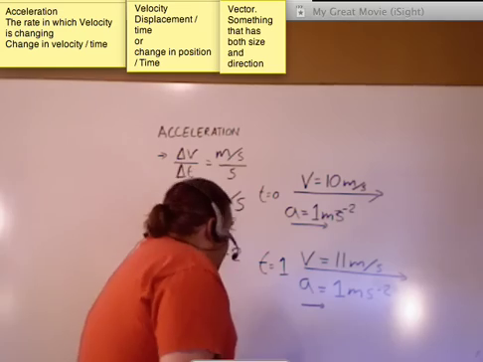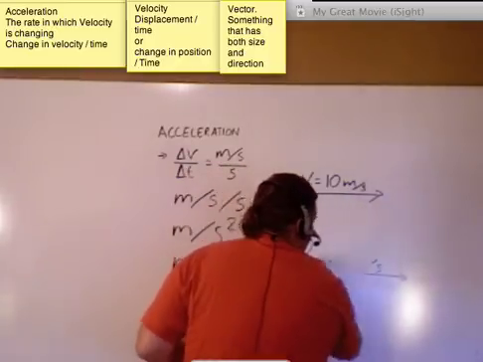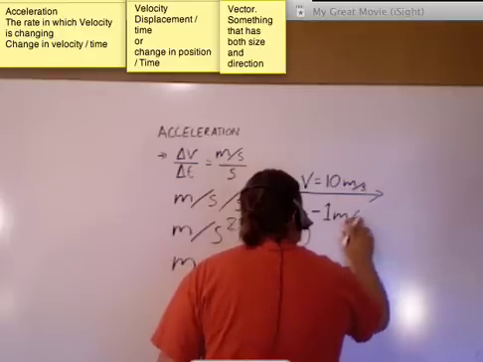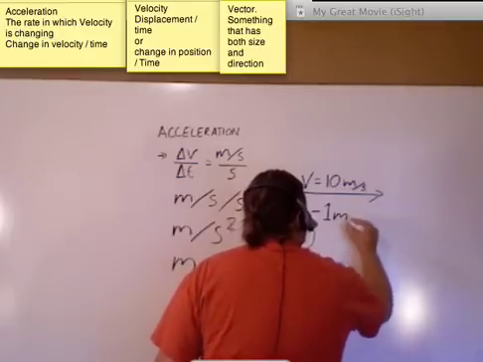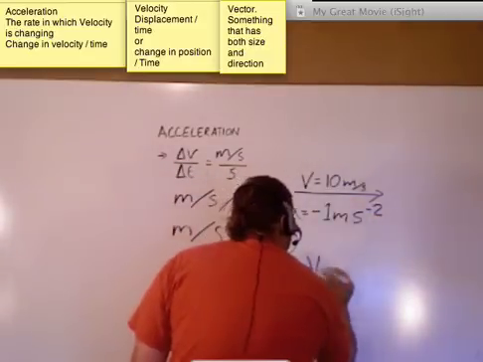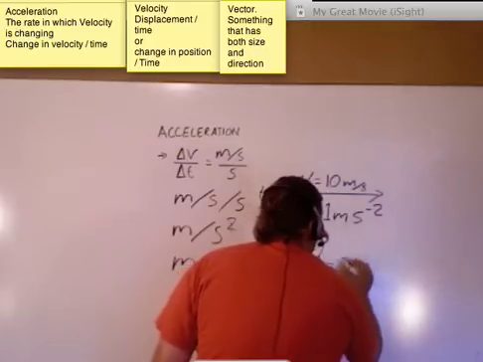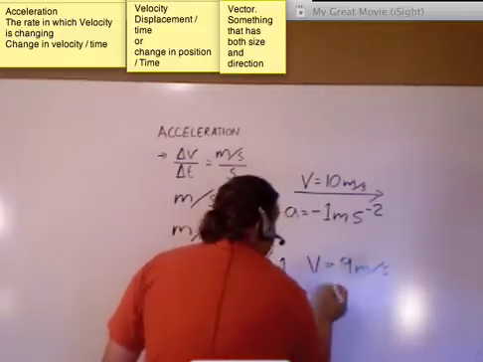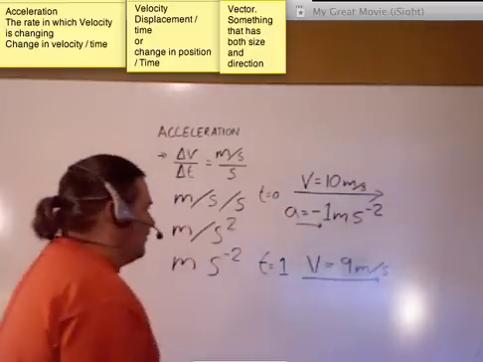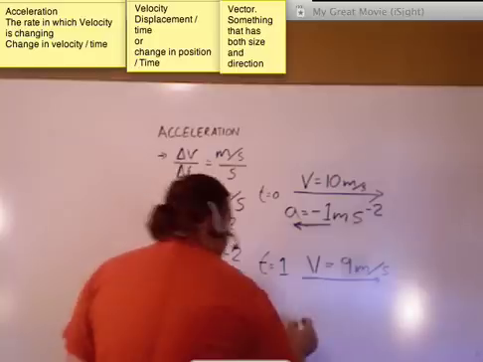Now if this acceleration wasn't just 1 meter per second squared, instead it was a negative 1 meter per second squared, okay, so then the velocity 1 second later is equal to 9. So a smaller arrow. Okay, and in this case, sorry about that, the acceleration is pointing in this direction.